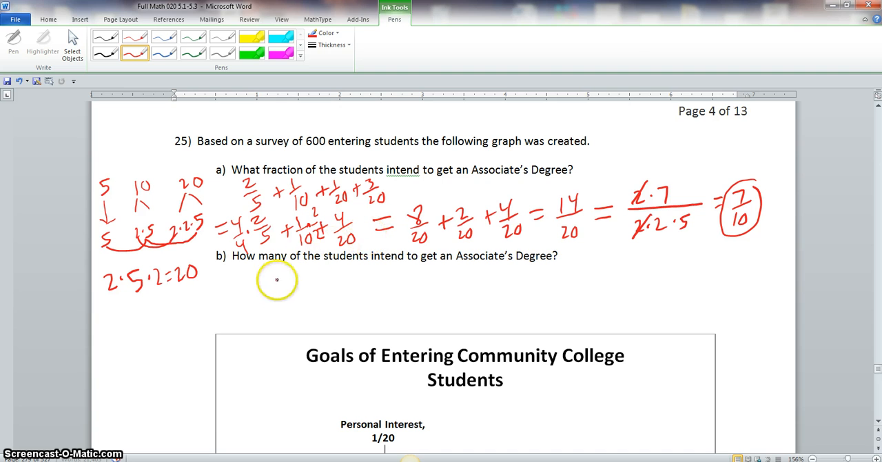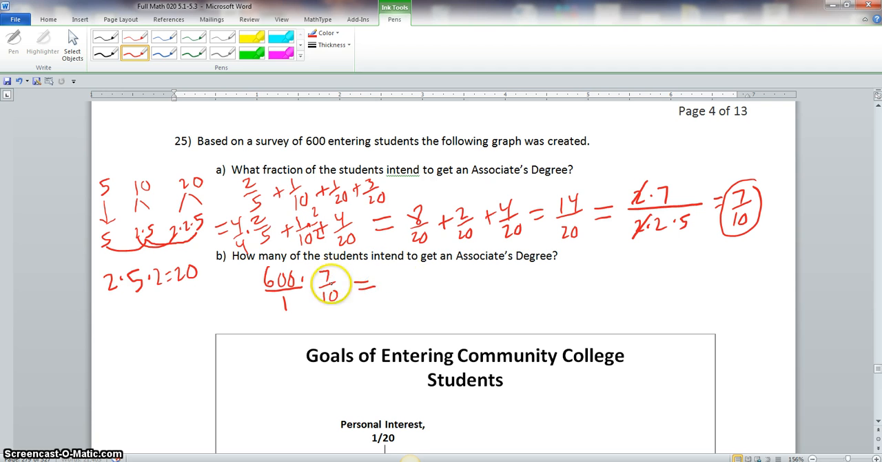Now we go to B here. It says how many of the students intend to get an associate's degree. So what they want is the actual raw number. Now 600 students are entering. So we would take 600 times 7 over 10. Now we could put the 600 over 1.